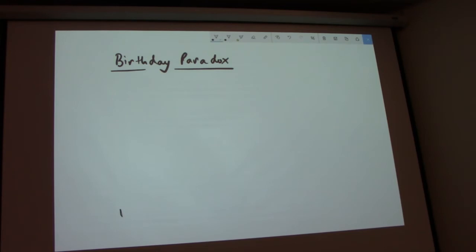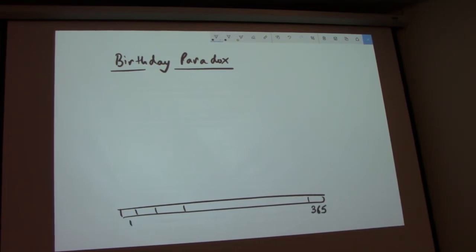So now this array is actually 1 through 365. I'm ignoring leap years. So this is January 1st all the way up to December 31st, right? And I want to know how many people I have to ask their birthdays before I have two people sharing the same birthday, right? Before I have a collision.